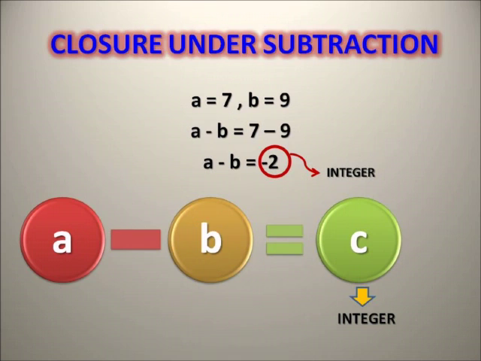Next, we have closure under subtraction. Here also I have taken two integers, a is equal to 7 and b is equal to 9. Now, if I subtract b from a, that is 7 minus 9, it will give minus 2. And this minus 2 is an integer. That is a minus b is equal to c, where c is an integer. We can say that if we subtract two integers, the result will be an integer again. So closure property holds good under subtraction as well.